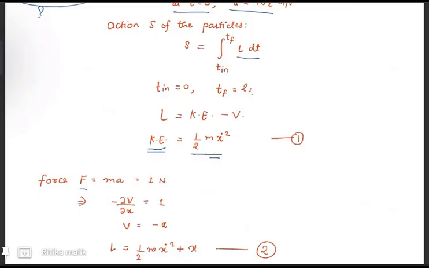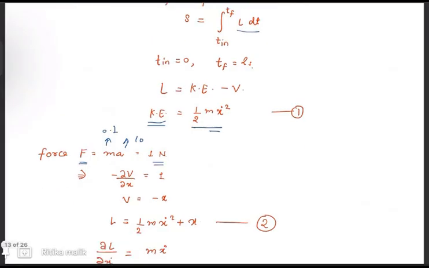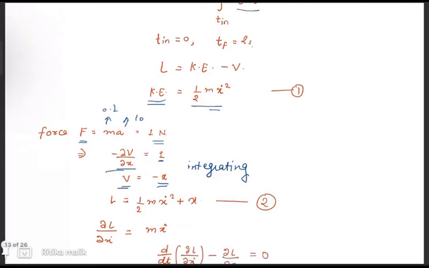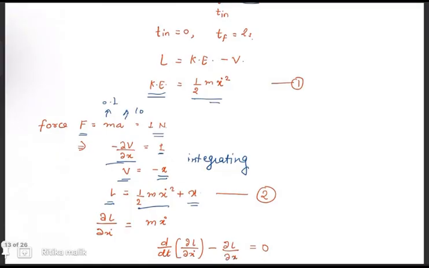We are given the mass m, which is 0.1 kg, and acceleration, which is 10 meter per second square. From that multiplication, the force is given by 1 Newton. And since force is equal to minus del V by del x, which equals 1 Newton, on integrating we get the potential energy V, which is equal to minus x.